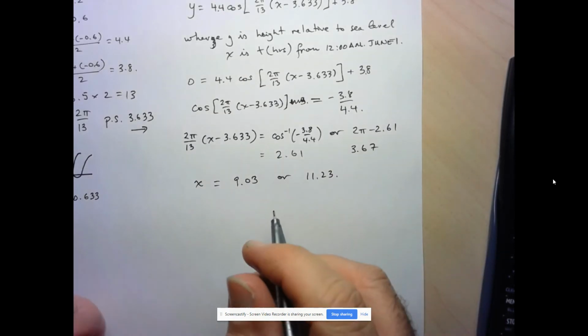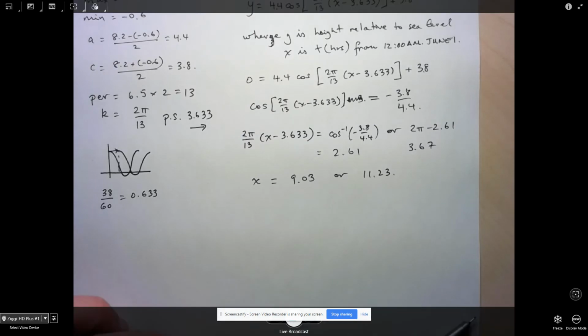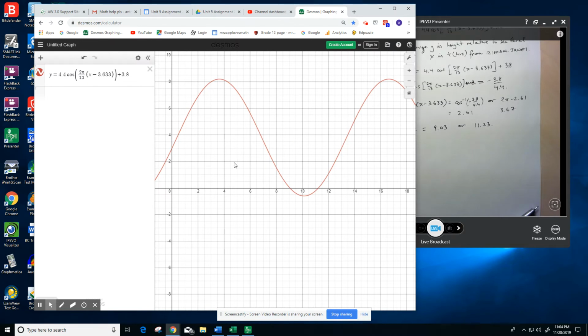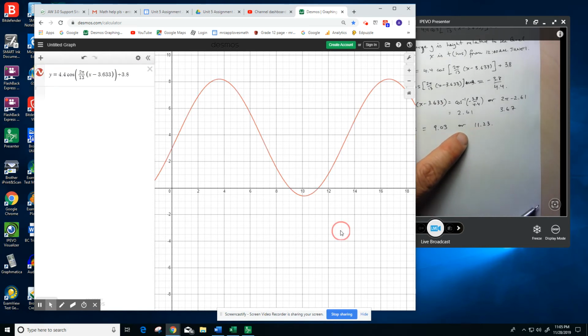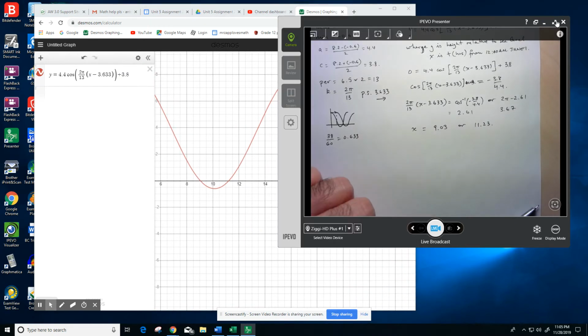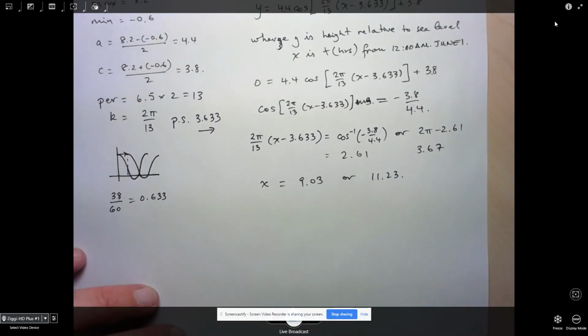All right, so let's just check on Desmos that we have the correct answer, at least for these two. Okay, so I have this already set up here. If I plot this function and I want to determine where it's equal to 0, well, I see 9.04. Close enough to what I have. And here 11.23. So got that there. And then, of course, this is just going to repeat itself every period. So let's recall what the period is. The period was 13 hours.